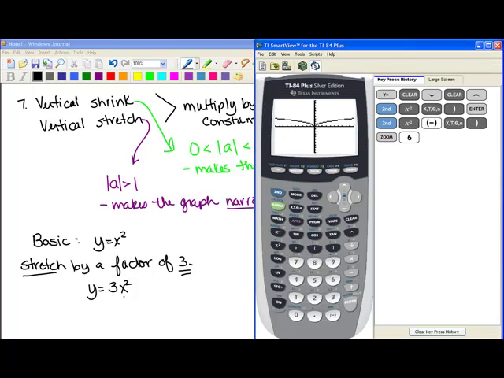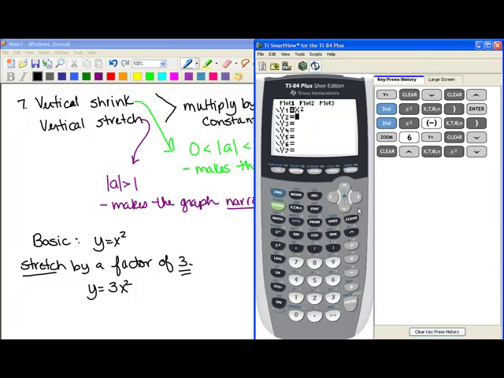Now I'm going to bring up the calculator and I'll show you how to graph both of those. First, clear out your functions. Okay, the first one is x squared, and the other function is 3x squared. I'm going to hit graph. Okay, now this is our basic graph, and then the other one, notice that it's a little bit skinnier, a little more narrow, is the one that is stretched.